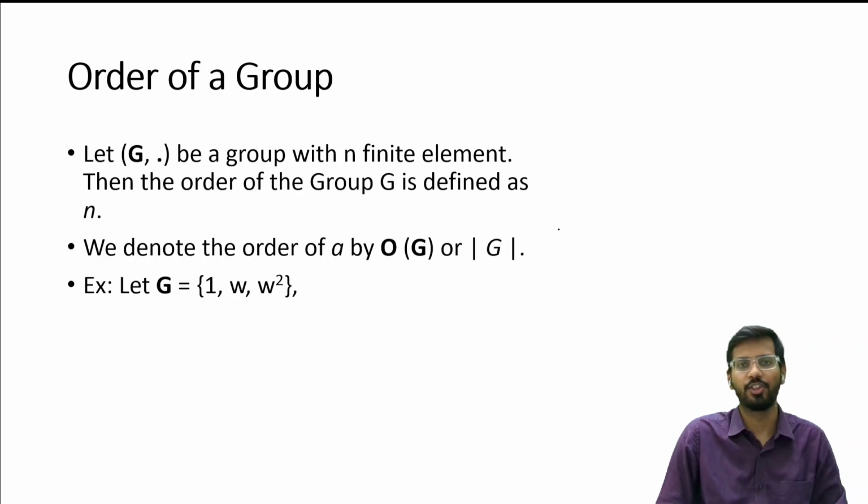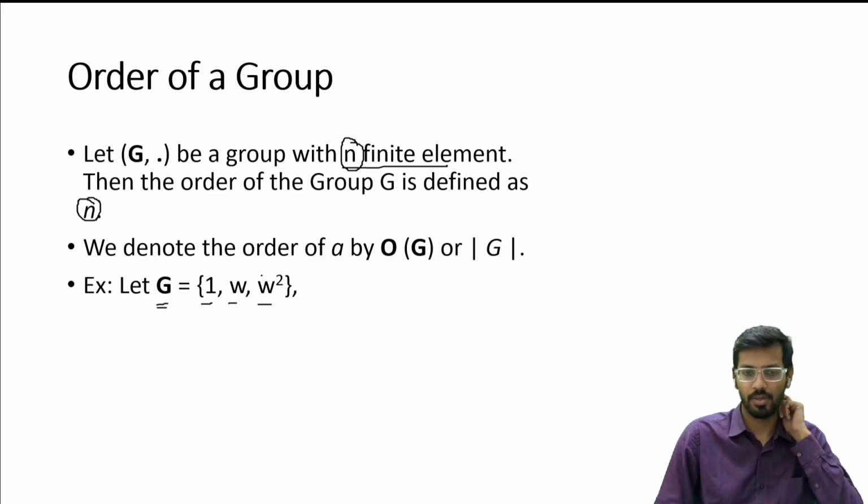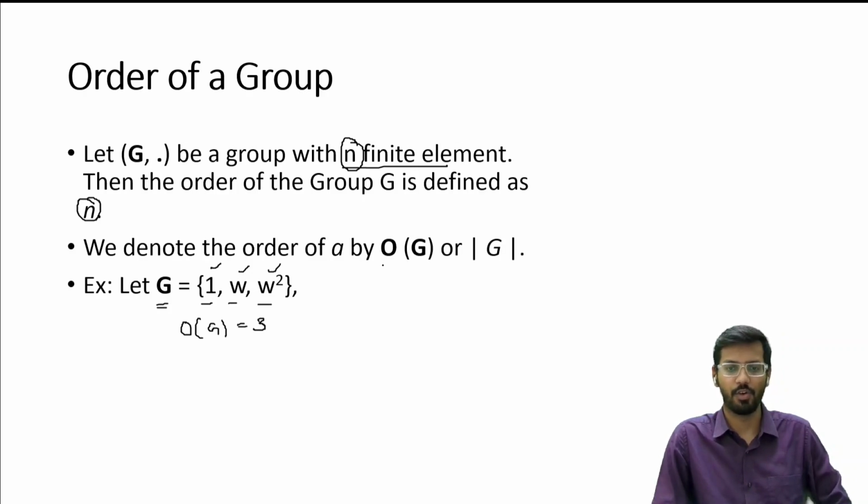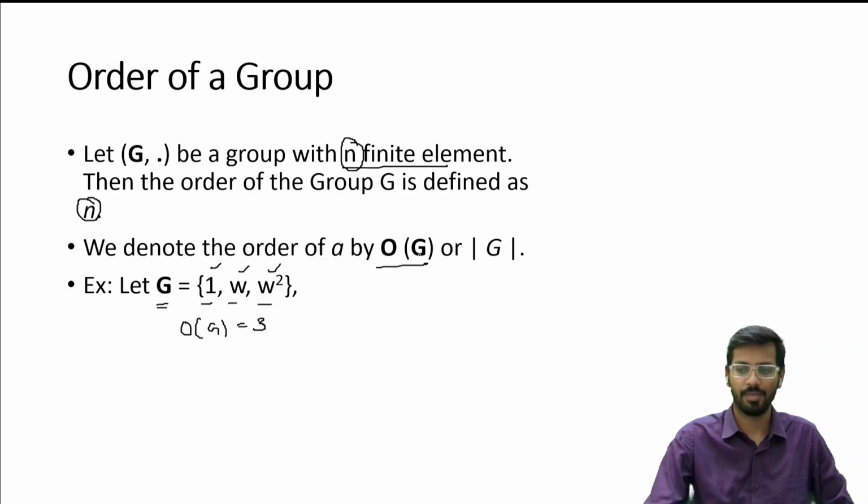Let G be a group with finite elements n, then this n we will call the order of a group. OK, if a group has n finite elements, then this n is the order of that group. For example, if G is equal to {1, omega, omega square}, where 1, omega and omega square are cube roots of unity, so here there are three elements in this group, so order of group G is equal to 3, and we denote this order of group by o(G).